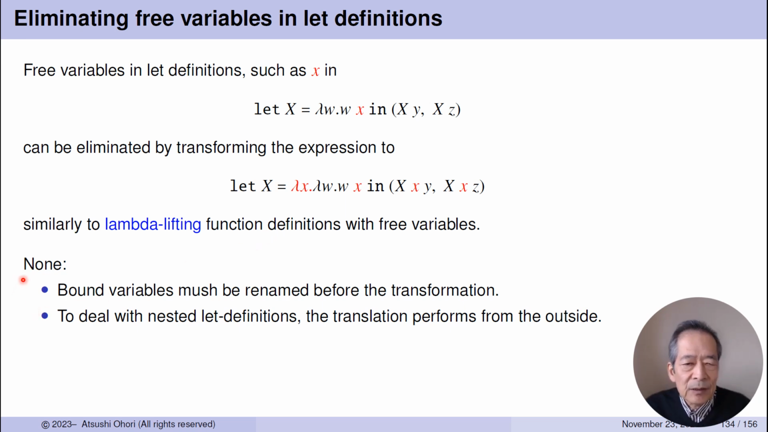In order to apply this procedure, we note two things. First, bound variables must be renamed before the transformation. And also, to deal with nested let definitions, the transformation is performed from the outside, because this transformation increases free variables in the nested let case. We will show this in the example of this transformation.